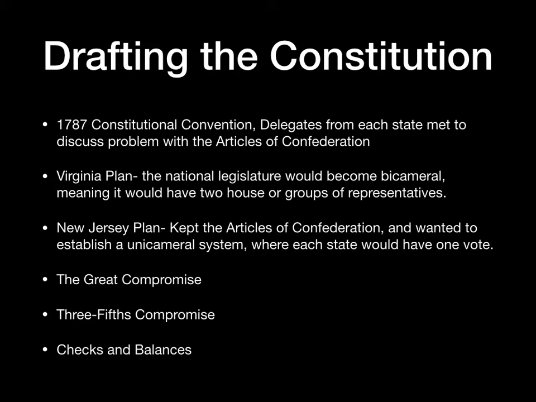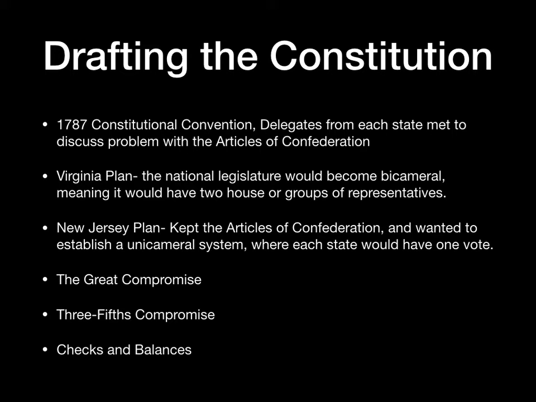Again, we talked about them meeting in secret. And there's multiple plans that are proposed. We have the Virginia Plan, sometimes called the Big State Plan. This one wanted a national legislature that would be bicameral, meaning it would have two houses or groups of representatives. And this Virginia plan was going to be based on population, Virginia being the most populated state at the time. You could see why they would want the Virginia plan to pass because they would get more power in Congress.